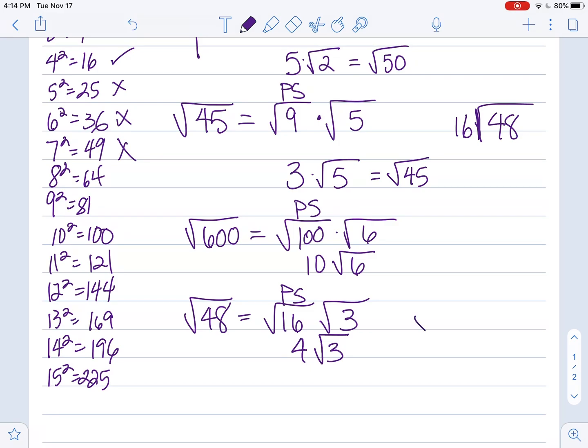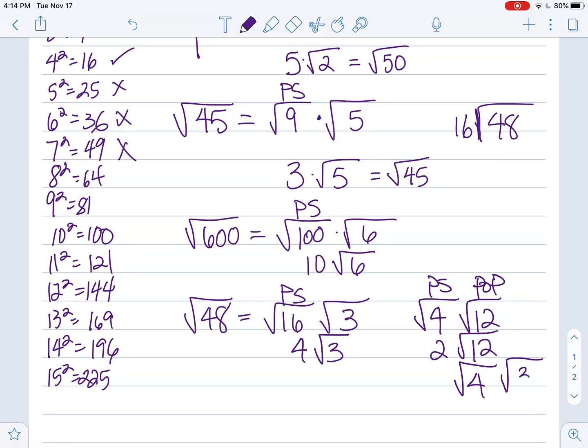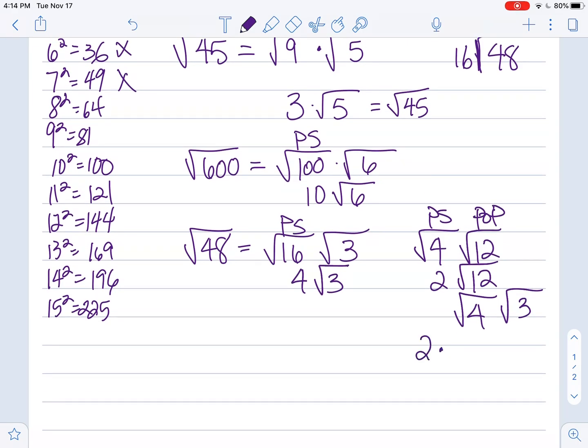Now, let's say you did 4. That means you would end up doing this. Here's your PS, here's your POP. That gives us 2 square roots of 12. Well, 12 can also be simplified, so we would have to do this all over again. That gives us 2 times 2 square roots of 3, which is 4 square roots of 3. Same answer. However, there's a lot more work to the second one. So you want to choose the largest perfect square so that you can simplify it. If this number can be simplified again, then you didn't choose the largest perfect square.